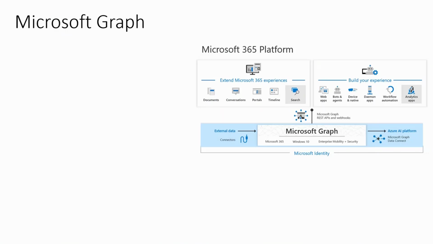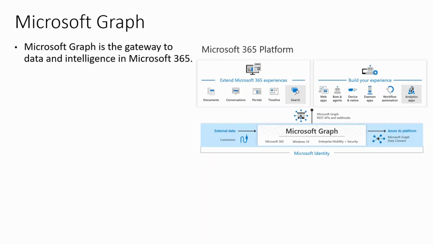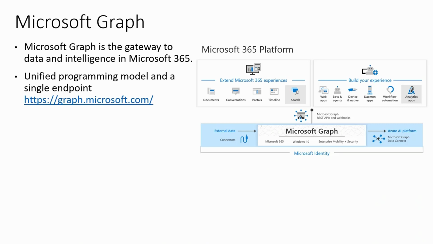But first, what is Microsoft Graph? Microsoft Graph is a gateway to data and nowadays also intelligence around Microsoft 365, our cloud service. It's a unified programming model with a single endpoint, graph.microsoft.com.